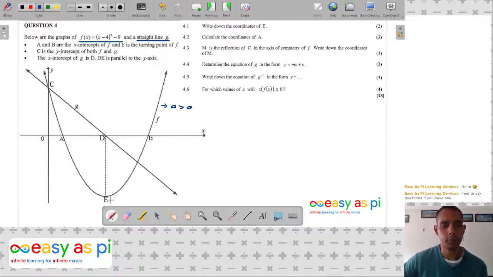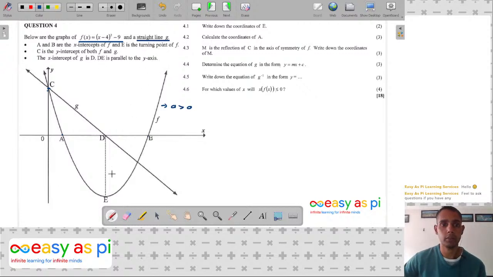If you look at the turning point, it looks like the x coordinate of the turning point is positive and the y coordinate of the turning point is negative. It looks like I have two roots, both of which are positive. I have a y-intercept which is positive, and it shares a y-intercept with the straight line. Let's see what they say. They say a and b are the x-intercepts of f. E is the turning point of f. C is the y-intercept of f and g. The x-intercept of g is d.